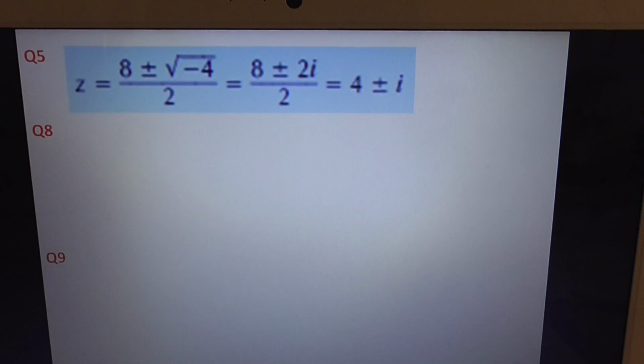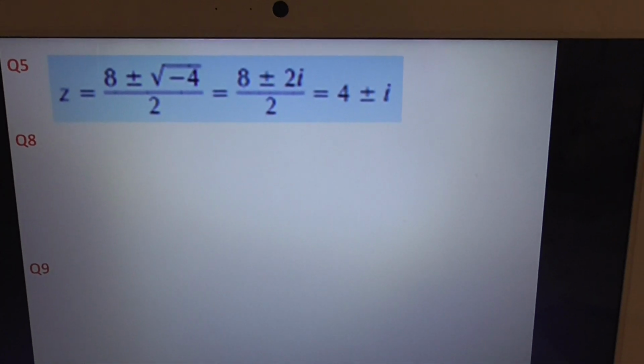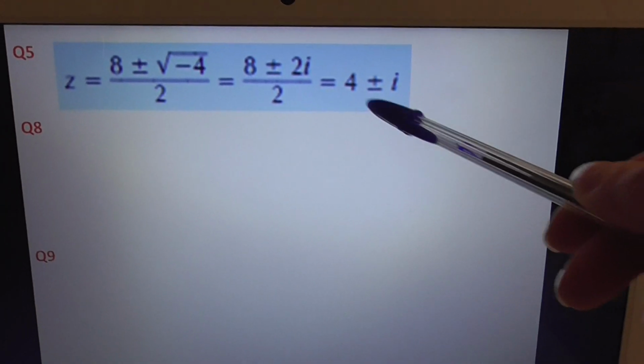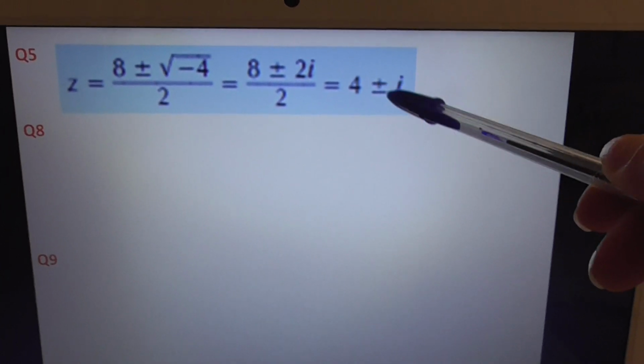Question 5. Solve the quadratic equation and give your answer in the form a plus bi. Well, straight away that's telling you they're going to be complex. So use your minus b formula, and tidy it up, split it up, it'll be 8 over 2 plus or minus 2i over 2, which becomes 4 plus or minus i.